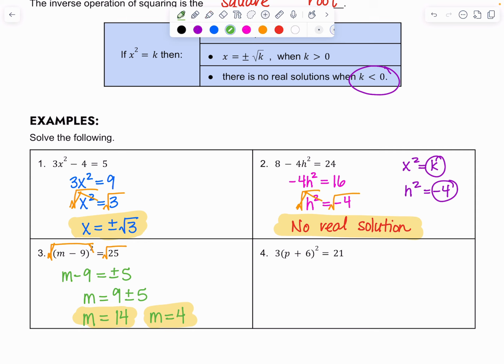All right. Number 4, the first thing we need to get rid of is whatever's on the outside of the parentheses. So you would need to get rid of the multiplying by 3 first. You can't get rid of the square first because the 3 is not being squared. So we would divide both sides by 3, which would give us p plus 6 squared is equal to 7. And then we would take the square root of both sides.